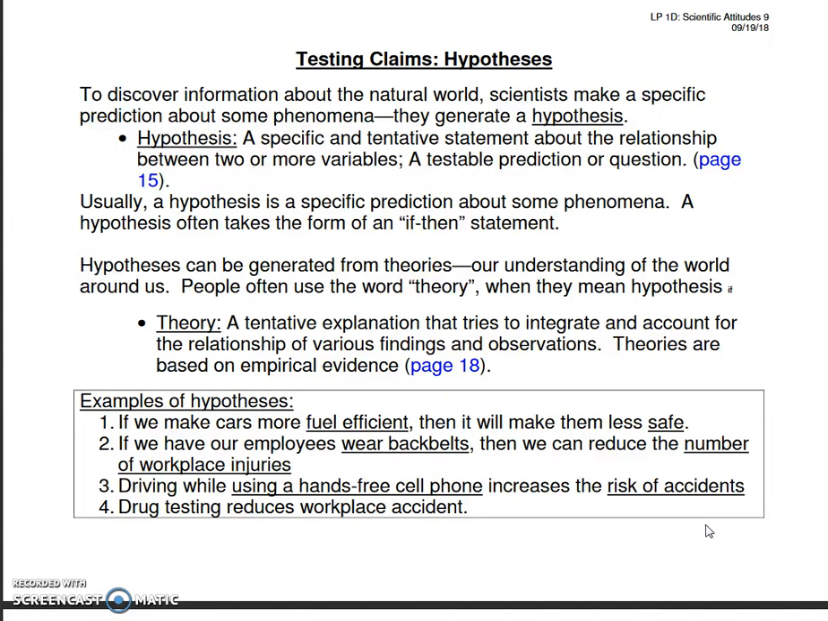The second one: if we have our employees wear back belts, then we can reduce the number of workplace injuries. So we're predicting a relationship between wearing back belts and the number of workplace injuries. 3 and 4 have the if-then statement implied. "Driving while using hands-free cell phone increases the risk of accidents." So we're looking at a relationship between whether or not we use hands-free cell phones, and accidents. And the last one: "Drug testing reduces workplace accidents." Drug testing can vary, and workplace accidents can vary. So this ends the video lesson on scientific processes and hypotheses.